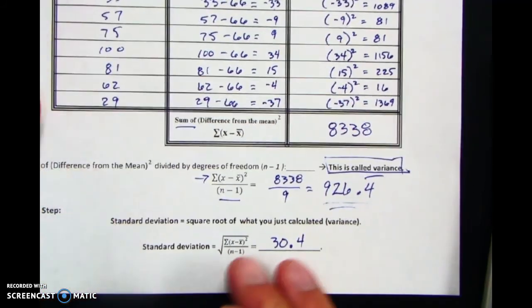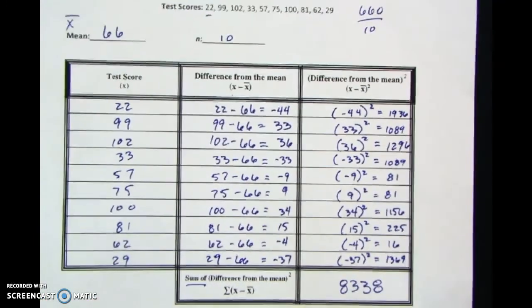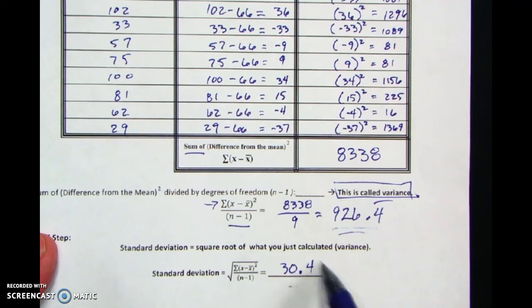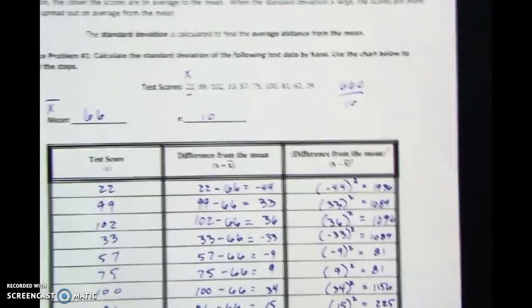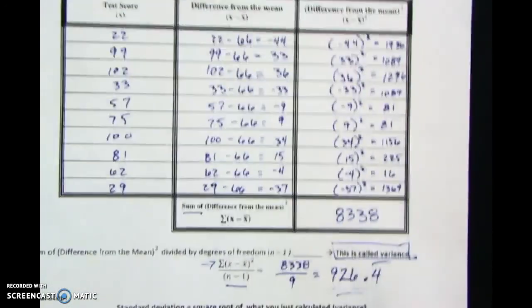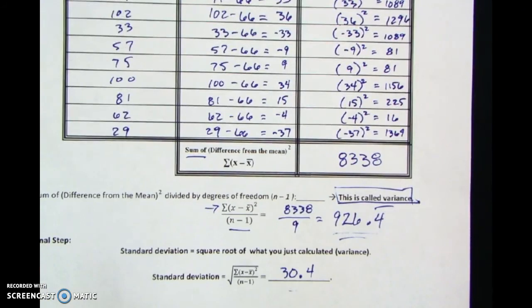What that means in this case is that if you look at the average test score, they're actually quite a ways away from our average. What it's saying is that each data point on average is 30 points away from our mean of 66. And that is how you determine a standard deviation.